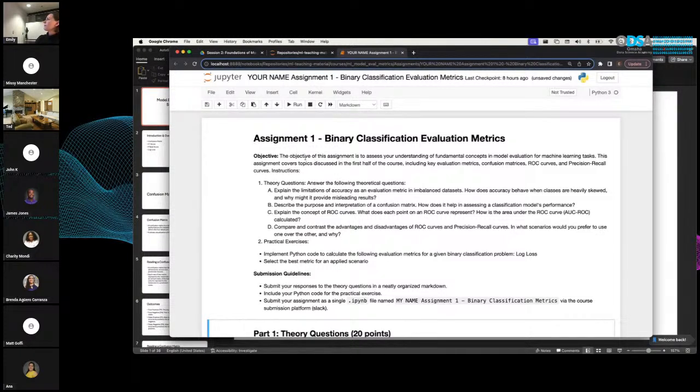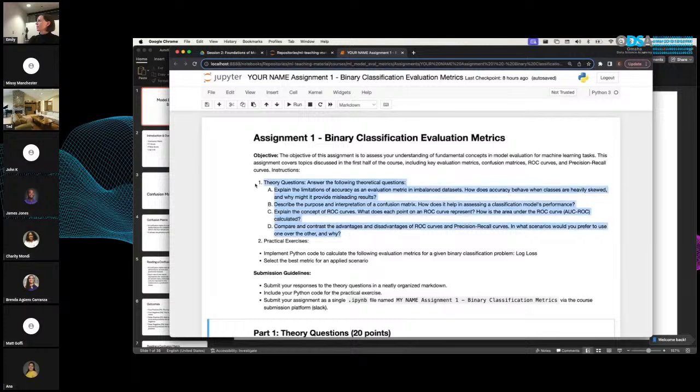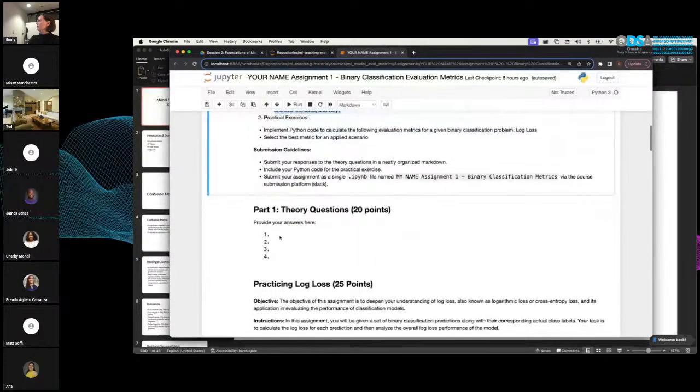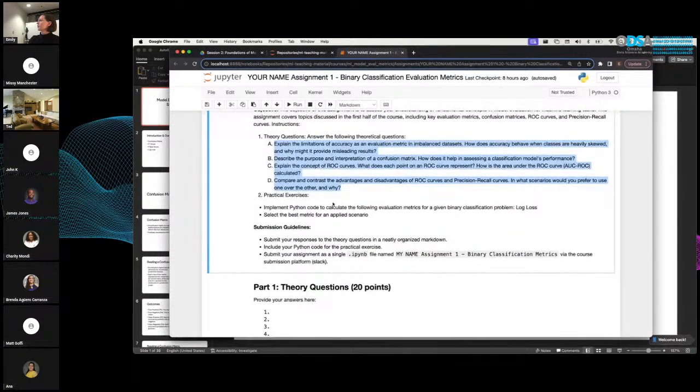Okay. The objective for this one is going to cover binary classification metrics. That's what we're starting with in this course, binary classification problems predicting 0, 1. What are the metrics? So we're going to have 2 parts here. One is some theoretical, or conceptual, questions. And the other part is 2 practical exercises. So the first part, just answer these 4 questions. You can just put the answers here in the markdown, and that's worth 20 points, so 5 points per question.